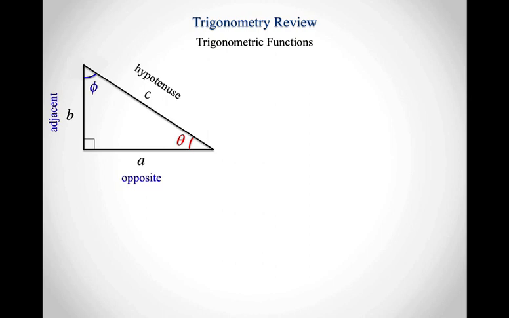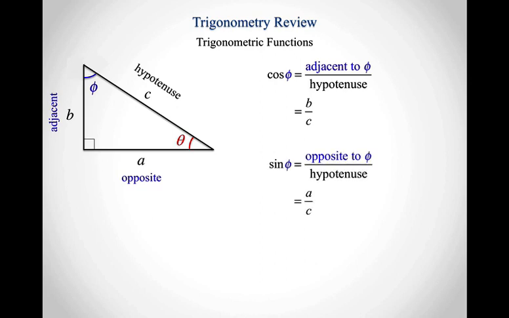And so again, if I think about the cosine of phi, that's the same definition. I want adjacent to the angle phi over the hypotenuse. So in this case, that's B over C. The sine of angle phi is opposite to the angle phi divided by the hypotenuse, that's A over C. Tangent of the angle phi is opposite over adjacent. So I want the side that's opposite to the angle phi divided by the side that's adjacent to the angle phi. And so in this case, that's A over B.